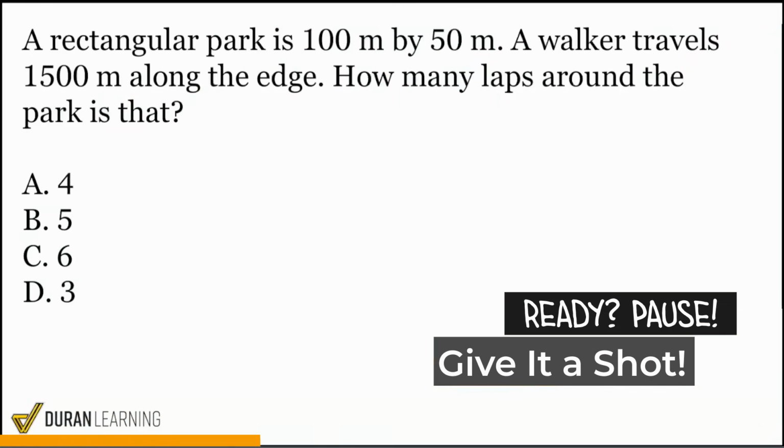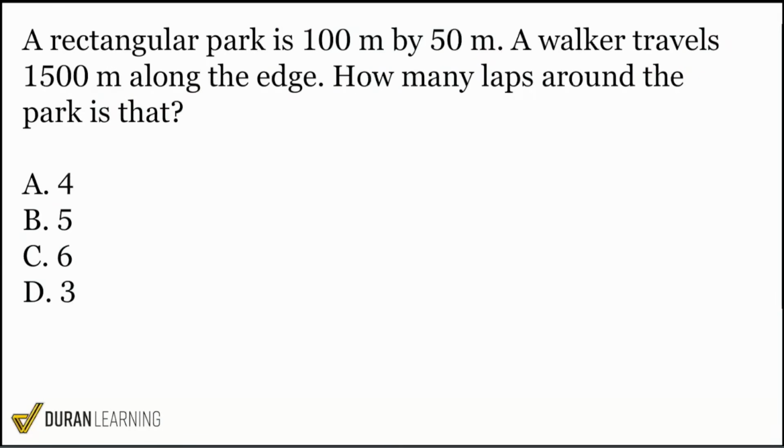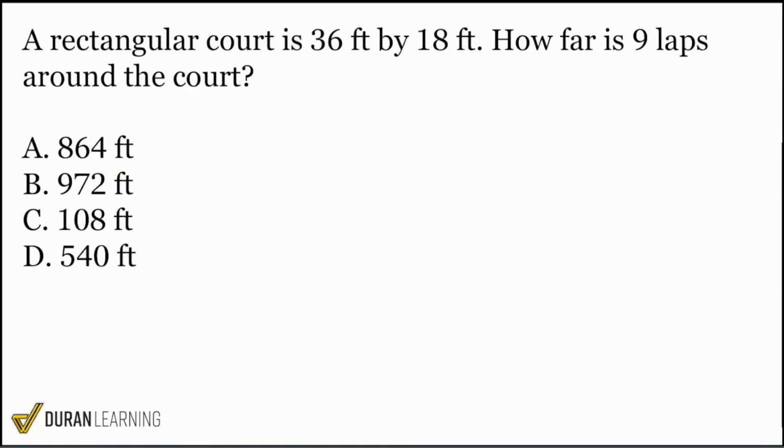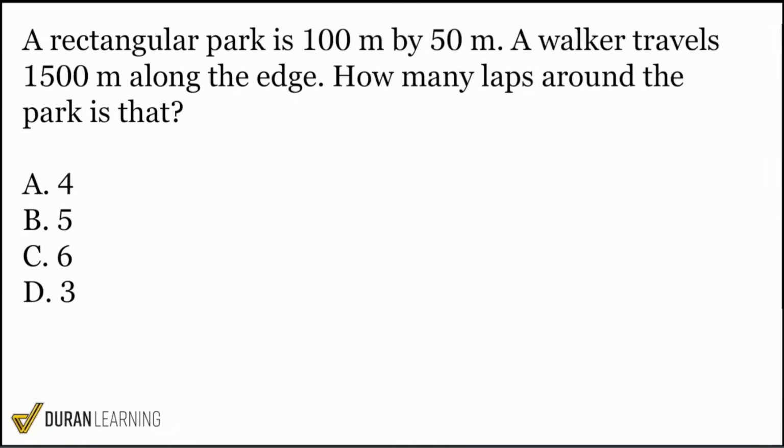All right, new question. We're going to begin in the same way every time. We're going to read the question sentence first to understand the goal, then we'll read that information. So here it says, how many laps around the park is that? So to find out how many laps that is, well, we need more information.